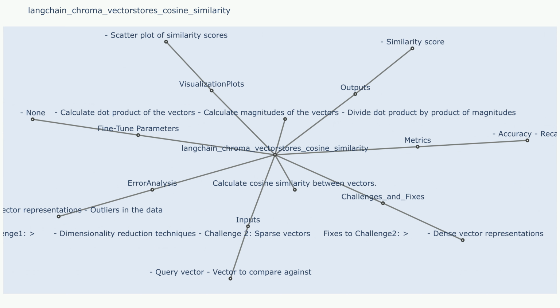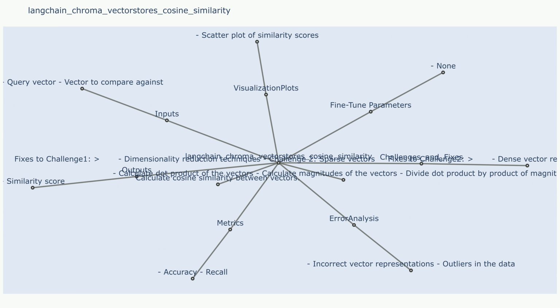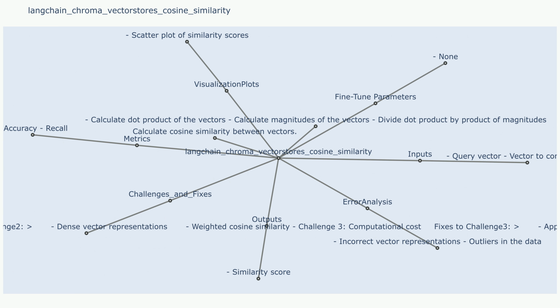Fine-tune parameters. Parameter 1, embedding model. The choice of embedding model can significantly impact the performance of the vector store. Experimenting with different models and their parameters is crucial to optimize retrieval accuracy. Parameter 2, dimensionality reduction. Techniques like principal component analysis (PCA) can be applied to reduce the dimensionality of the vectors, potentially improving performance and reducing storage requirements.